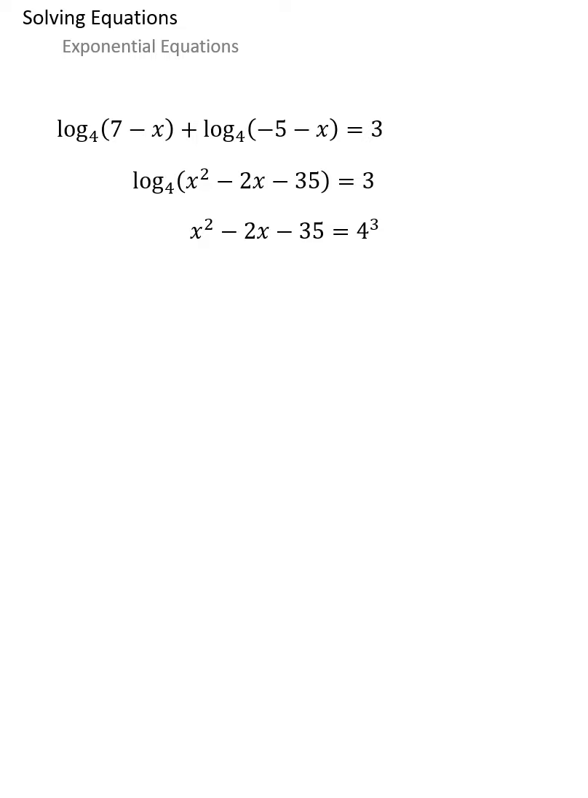Well, notice what we have now. We have a basic equation which you've probably learned to solve a long time ago if you've reached this level of mathematics.